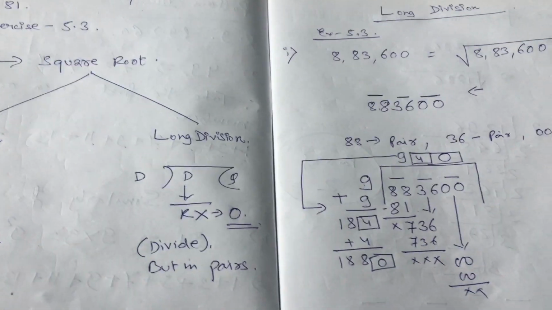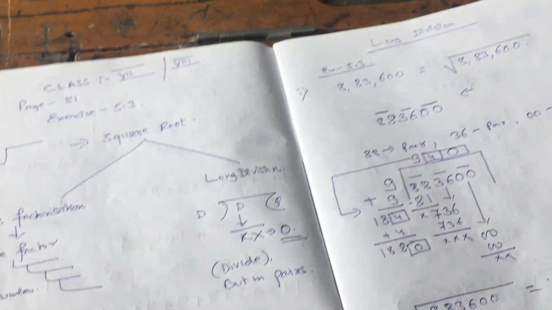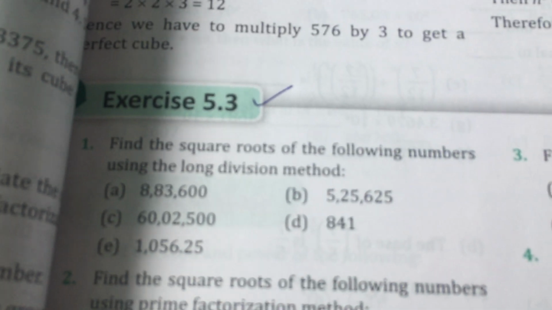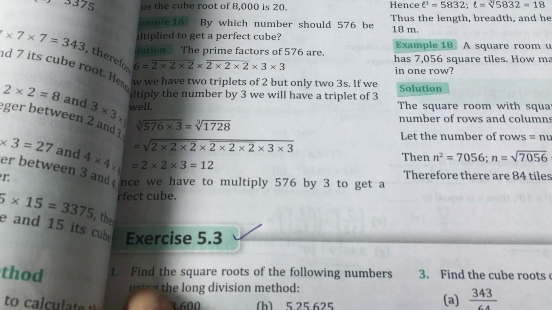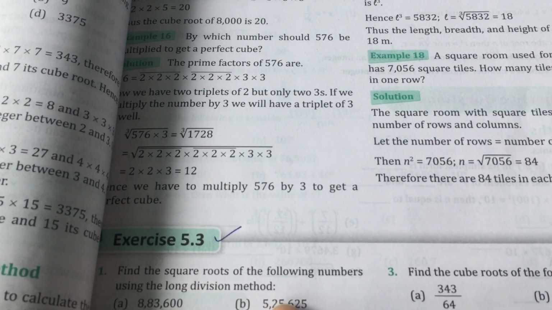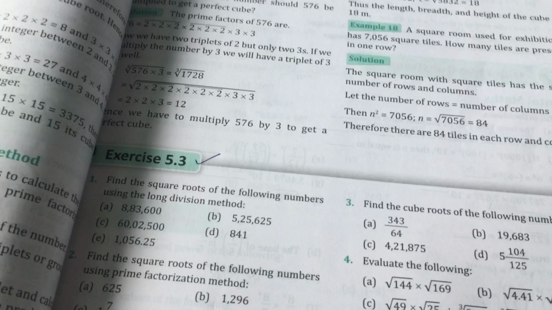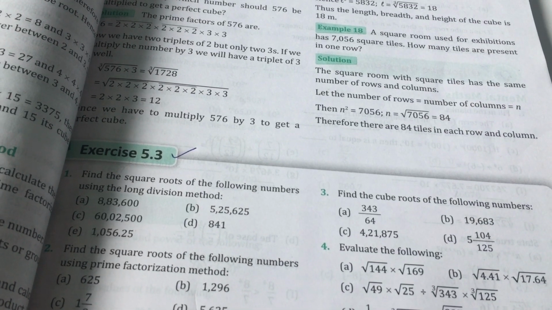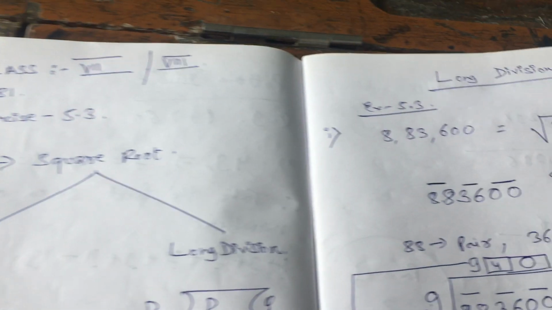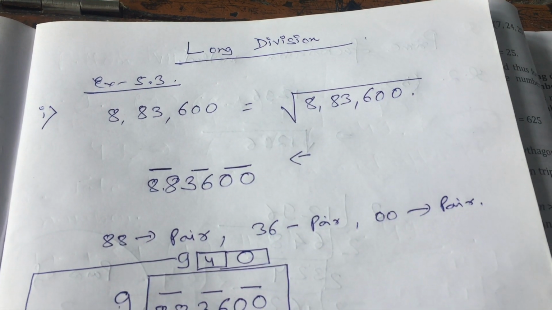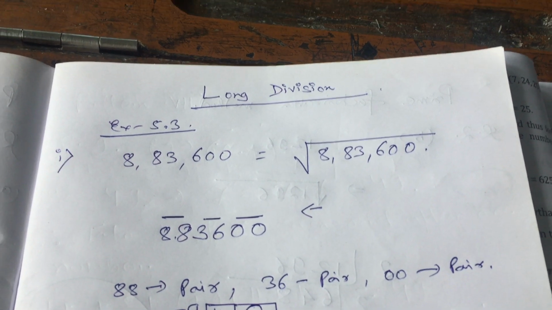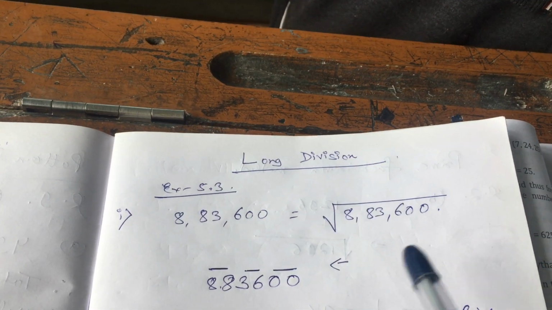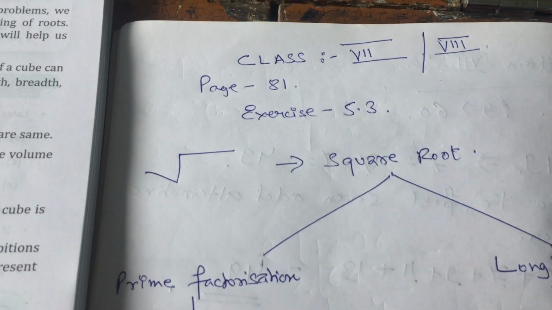Now if you see this long division method, class 7, you can come to page number 81 of your exercise 5.3. You can see the first question, find the square root by long division method. The long division itself means you divide it. Say for example, the biggest question I have taken here is 8,83,600. I need to find the square root. As you can see here, I have already mentioned it.